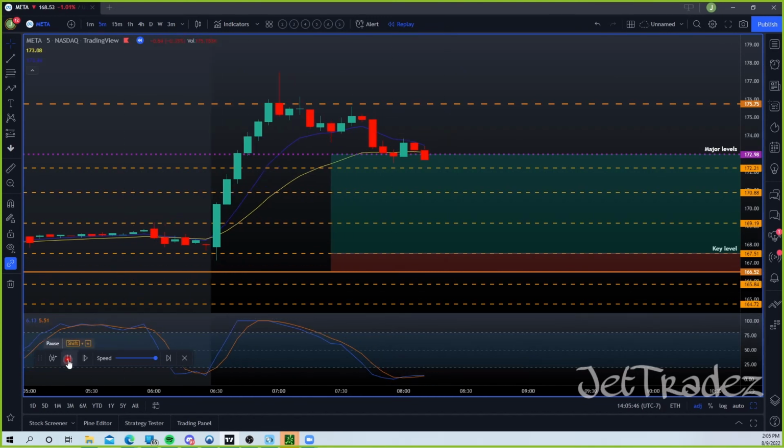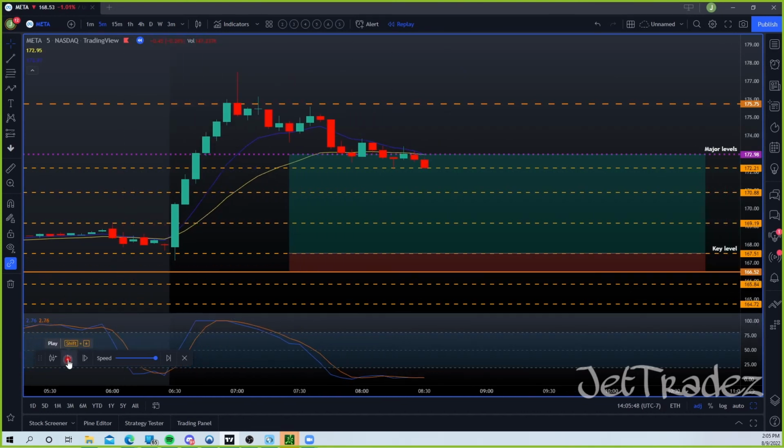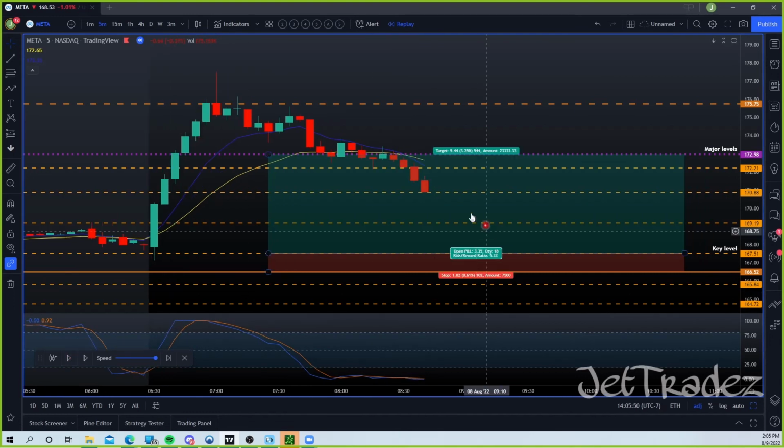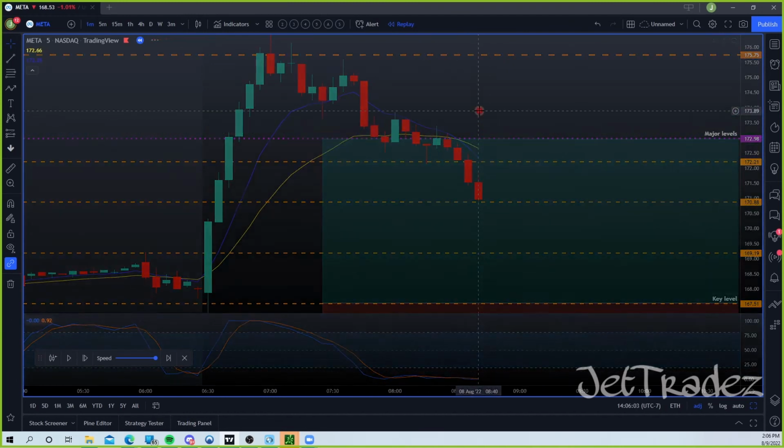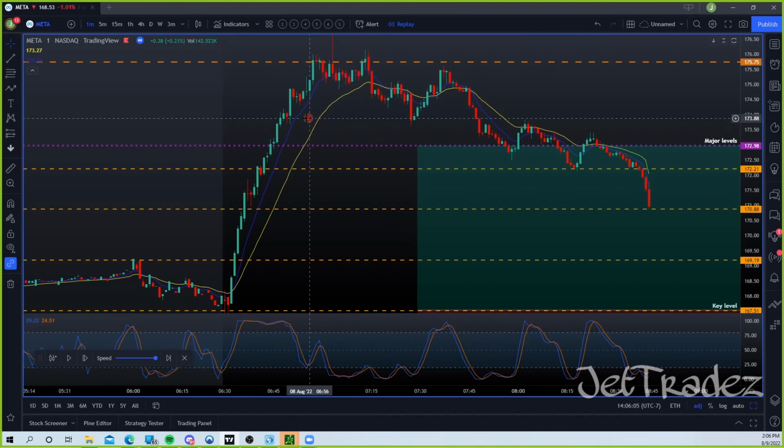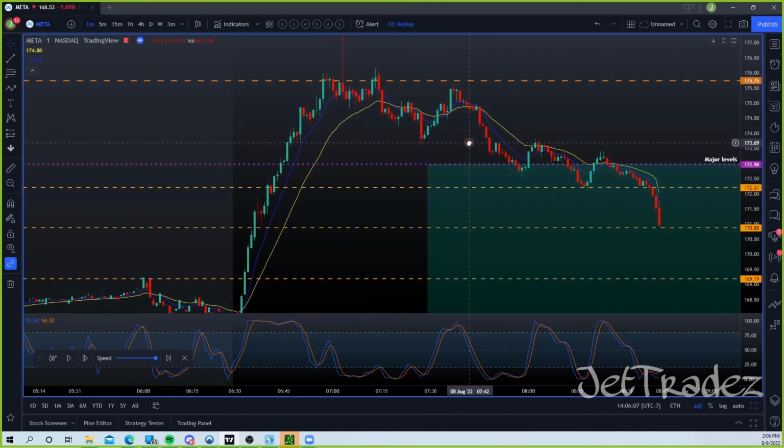Look. This is where I entered. I entered right here for puts. I saw that it was weak and this was showing weakness also. So I got in. Crossovers, look. Being patient.